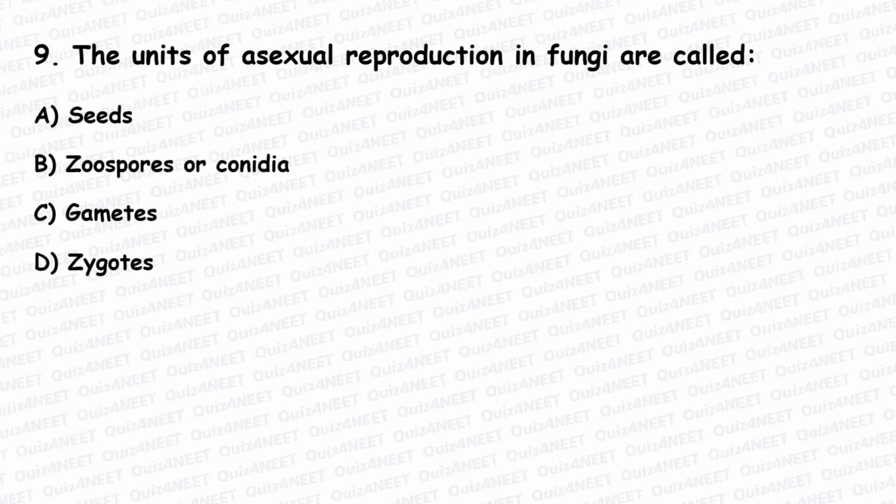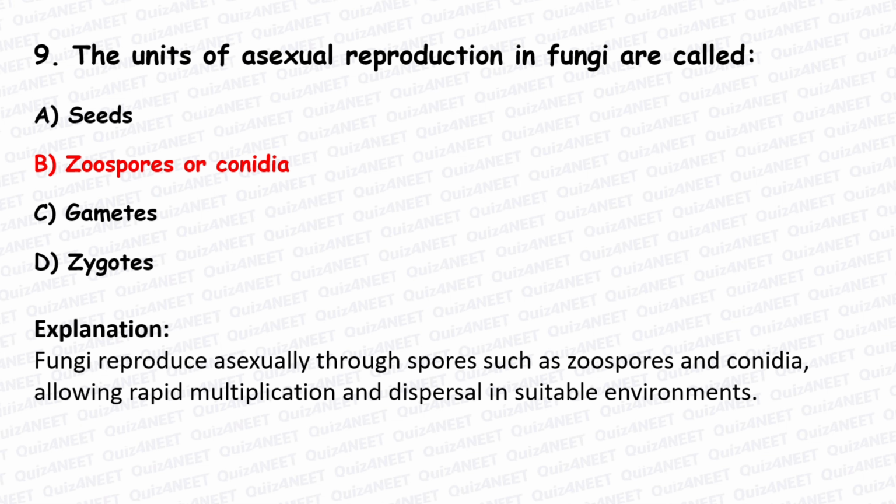9. The units of asexual reproduction in fungi are called: A. Seeds, B. Zoospores or conidia, C. Gametes, D. Zygotes. The right answer is B. Zoospores or conidia. Explanation: fungi reproduce asexually through spores such as zoospores and conidia, allowing rapid multiplication and dispersal in suitable environments.